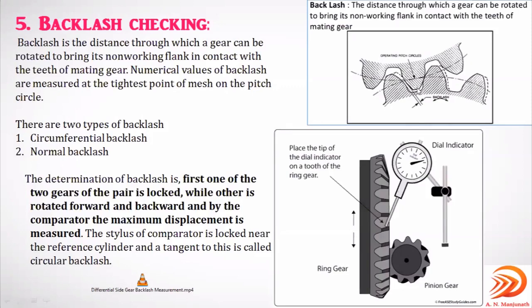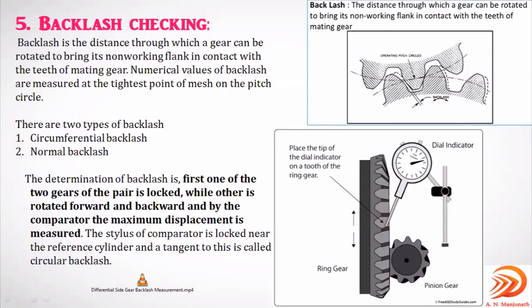Suppose this gear is fixed and only this gear is moved front and back, you will be able to observe the variation, this gap. That is what the backlash is about, right? The stylus of this particular comparator is locked near the reference cylinder, and the tangent to this is the circular backlash, right? So all the backlash in the particular gear will be inspected.